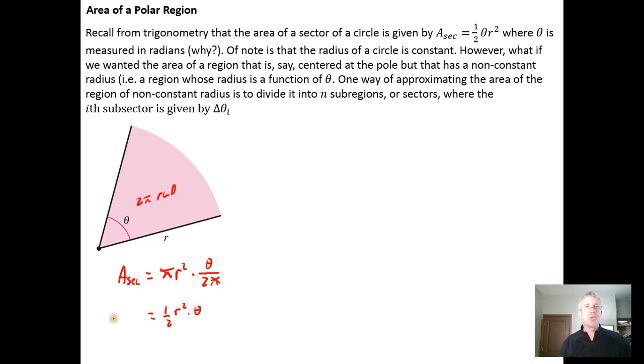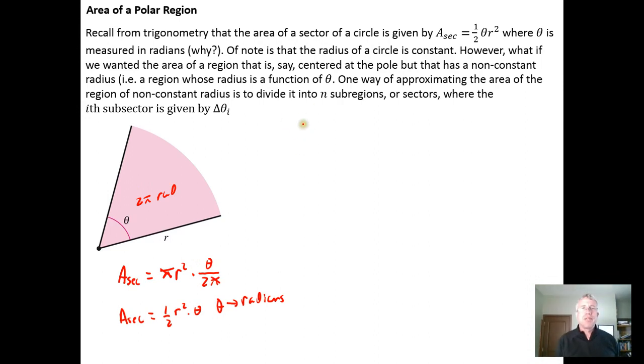So this is going to be the big tool for finding areas of a polar region, for developing the formula. And the key here is to recognize that theta must be measured in radians for this formula to work. This is a radian specific way of identifying the area of a circle sector.